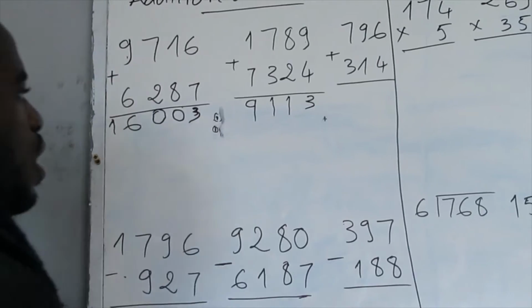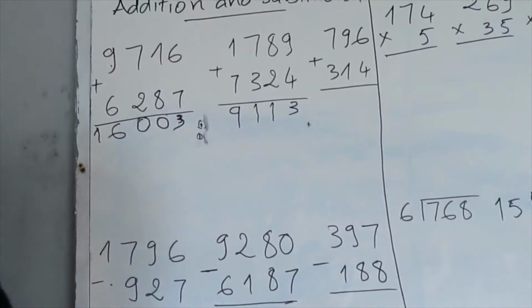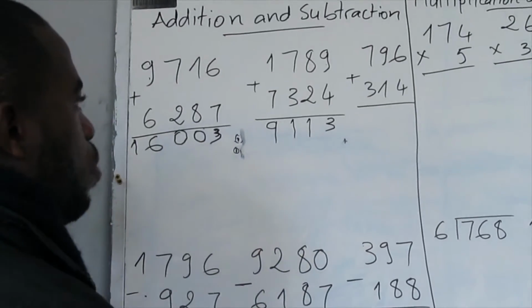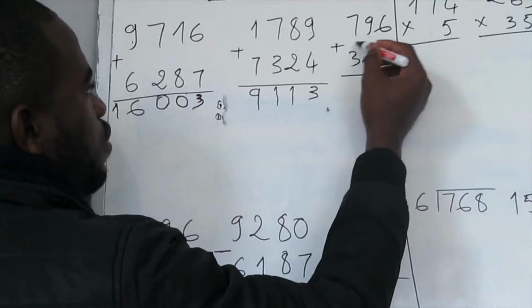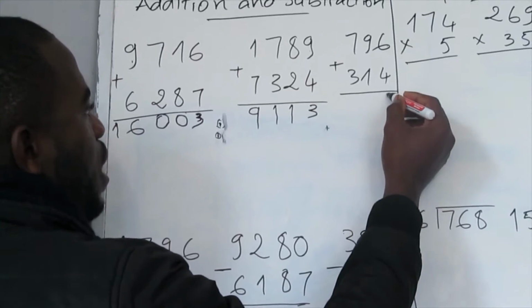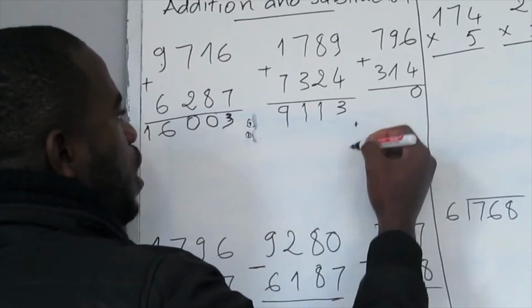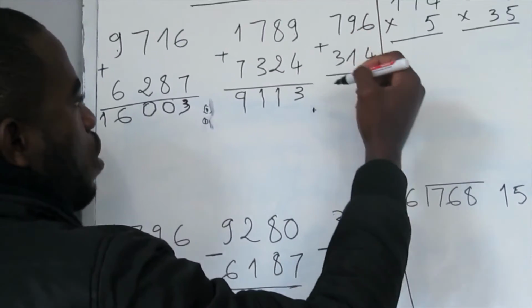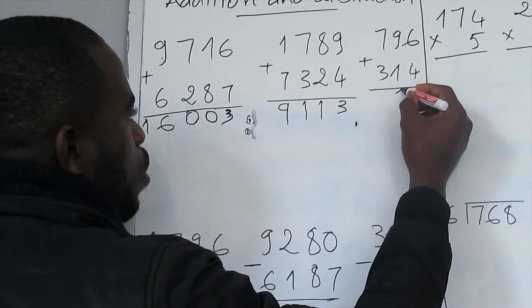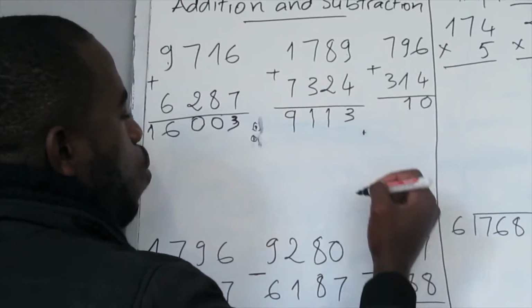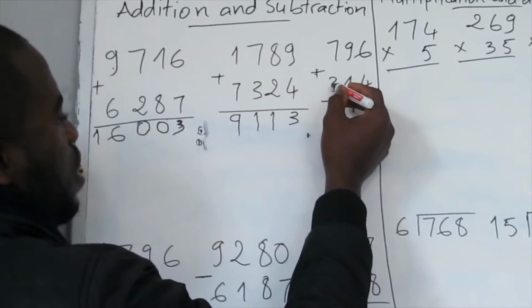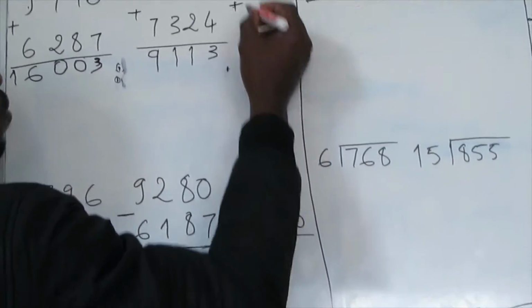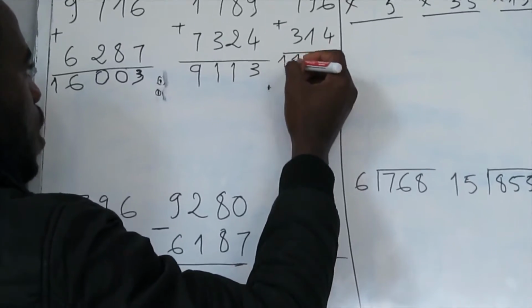And now we can continue with the last one, which is 3 digits adding with another 3 digits. 6 plus 4 equals 10. We write 0, we carry 1. We go to the next line. 9 plus 1 equals 10, plus the carry 1 equals 11. You carry 1 again. 7 plus 3 equals 10, plus the carry 1, 11. Now, as you have nothing here, you can write your 11.